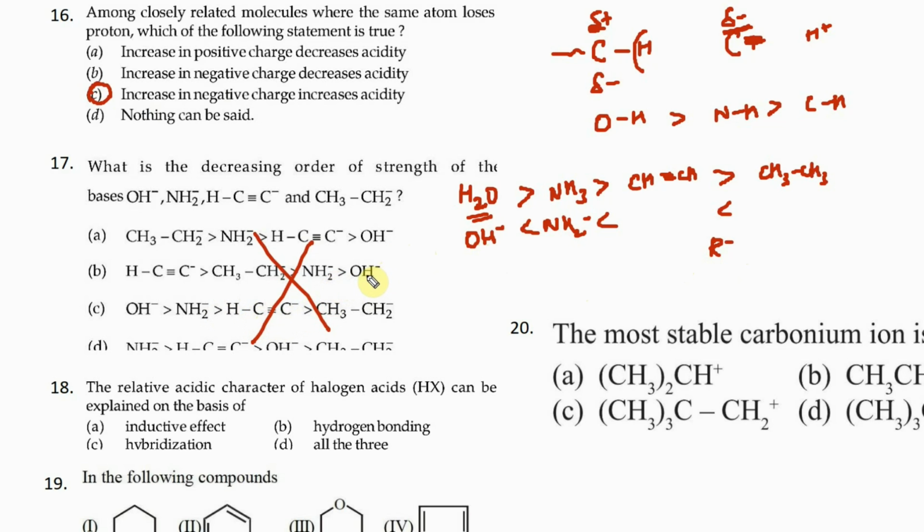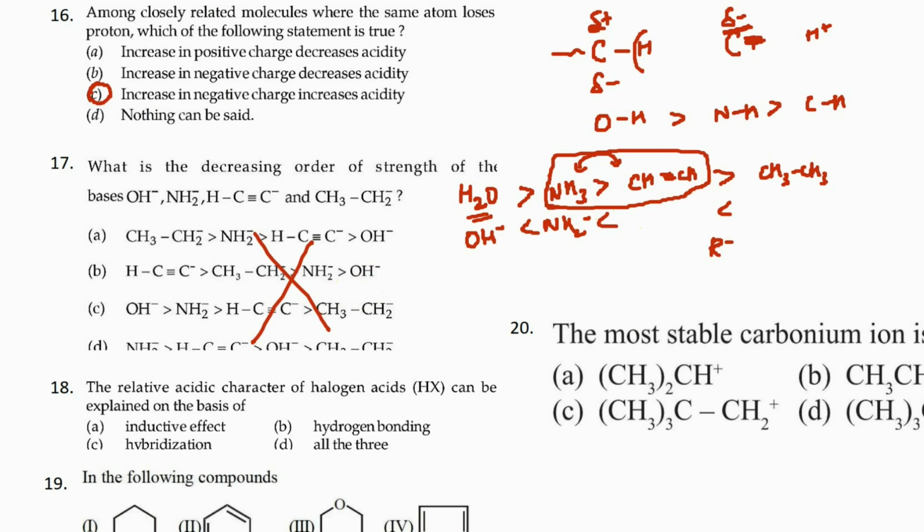Okay, OH minus is the weakest, followed by NH2, followed by this. So between these two, it's not exactly easy to say, because this is nitrogen attached to hydrogen, and this is hydrogen attached to a carbon with a triple bond. They are very close to each other. You can't remember this order. So based on the option itself we can say.